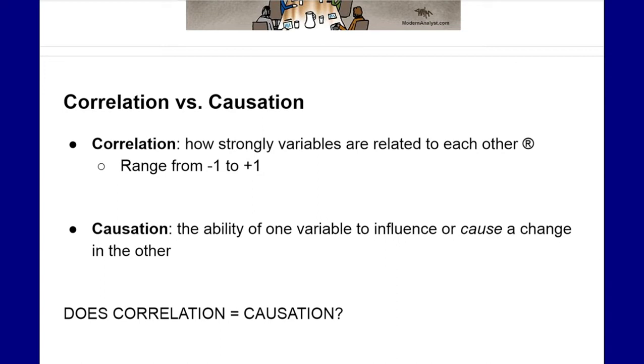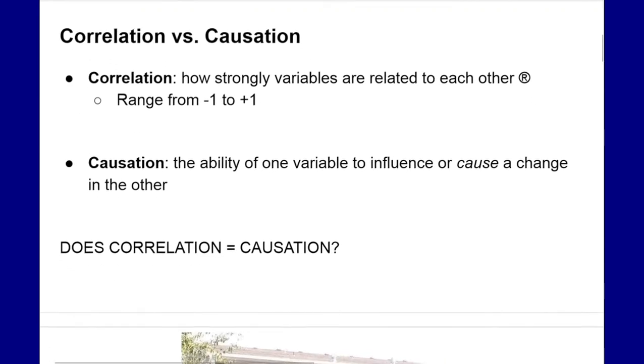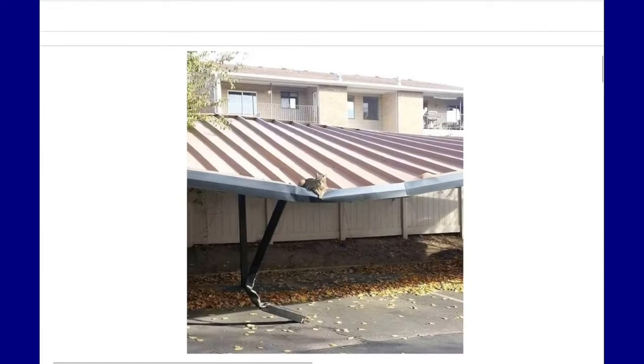Causation is the ability of one variable to influence or cause a change in the other. So we might have some variables or attributes where there's a correlation between them. But does correlation actually mean causation? If two things are correlated, does it actually mean that one causes the other? We can look at a couple of examples.